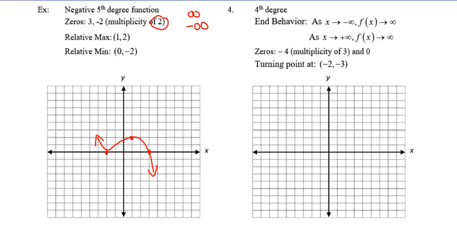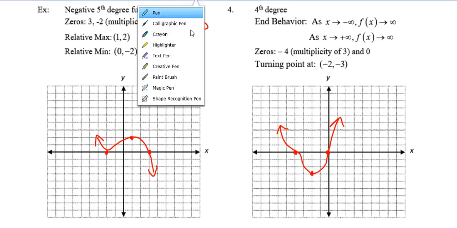Alright, pause the video. Okay, so this should be what you have, right? If you look at your zeros of -4 and 0, turning point at -2, -3. So I got all my points on the graph. Thinking about my end behavior, I'm going to start high. And I'm going to come down. My first, this is a multiplicity of 3, so hopefully you see that that's kind of leveling out.